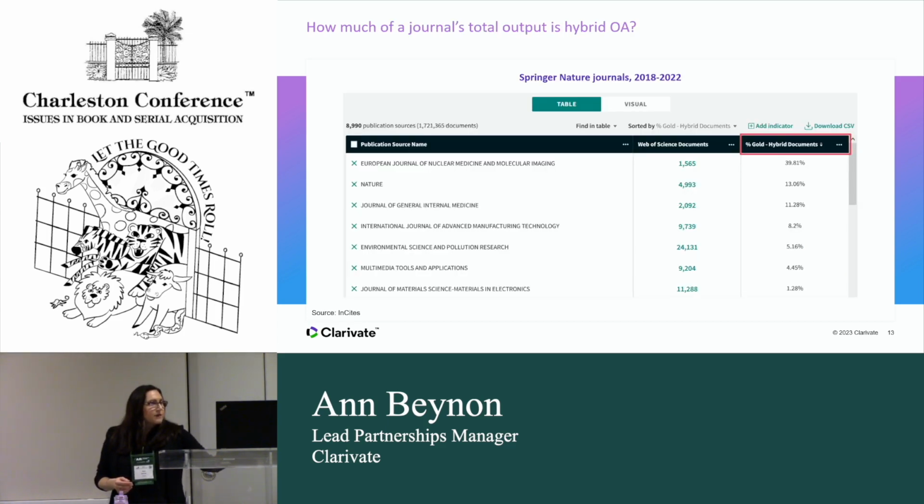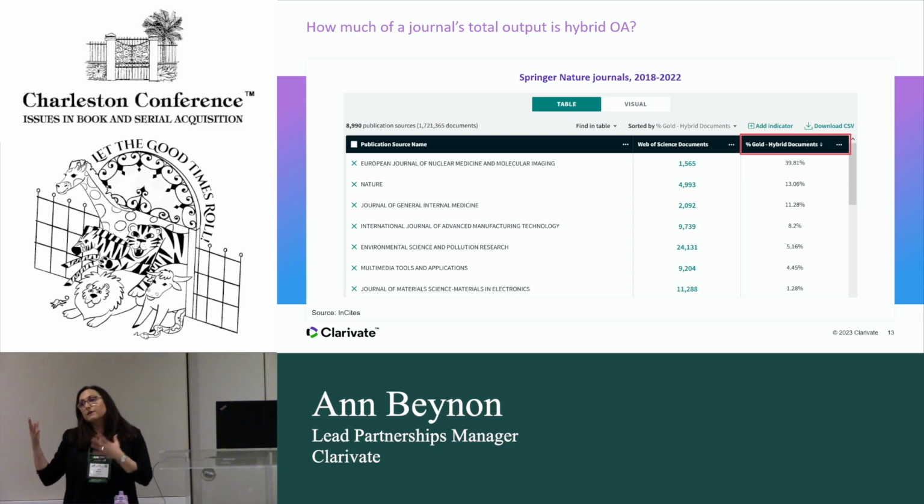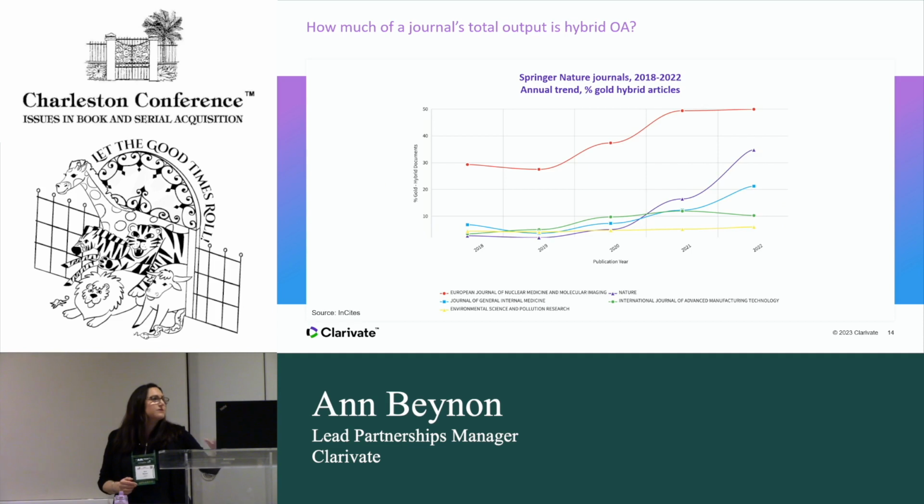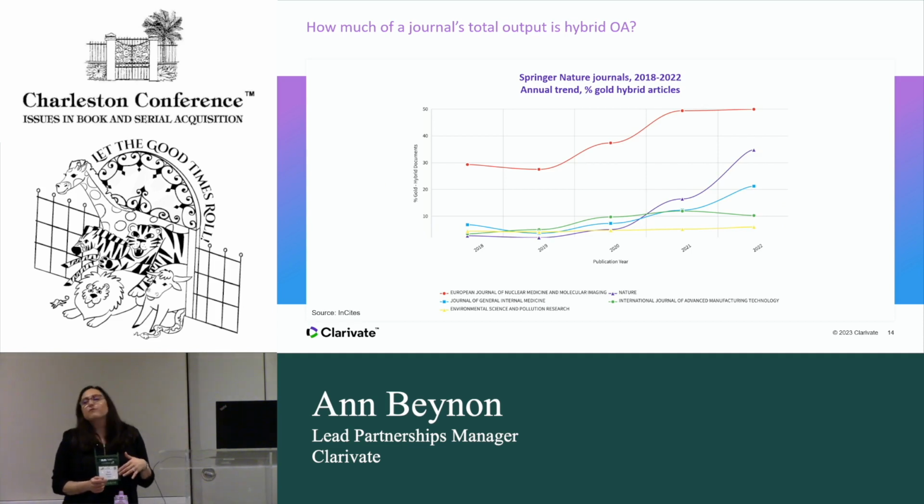And then lastly, just to show you that you can also just look at journals. So here, again, thinking about a publisher, Springer Nature, and just picking some of the journals that are hybrid, you can see what percentage of those journals are actually hybrid gold articles, because that's something that's kind of hard to know. So you can see it's a huge range here, up to 40% in some of the journals, but only single digits in others. So that can help you in your decisions. And you can see how that's changed over time.